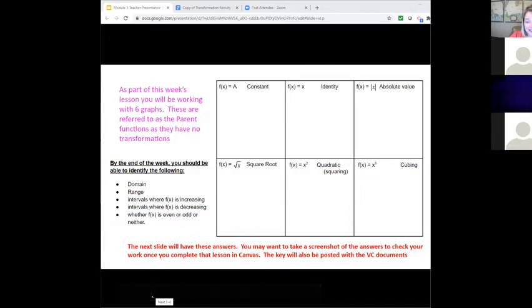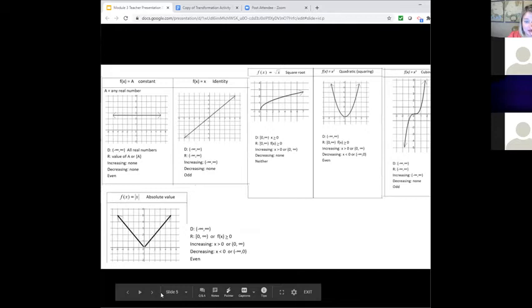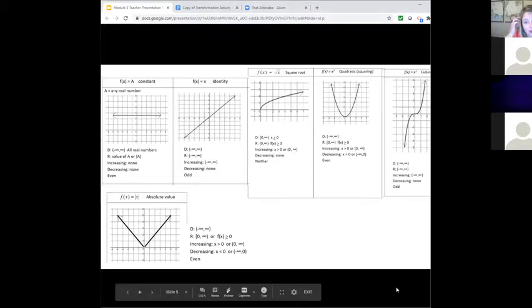Okay, on this next slide, there are the answers to each of those 6 functions. If you want to take a screenshot of it, you can. It will also be posted online when I post a copy of the recording. I will also have any handouts or things like this on there. But just a couple of quick reminders.